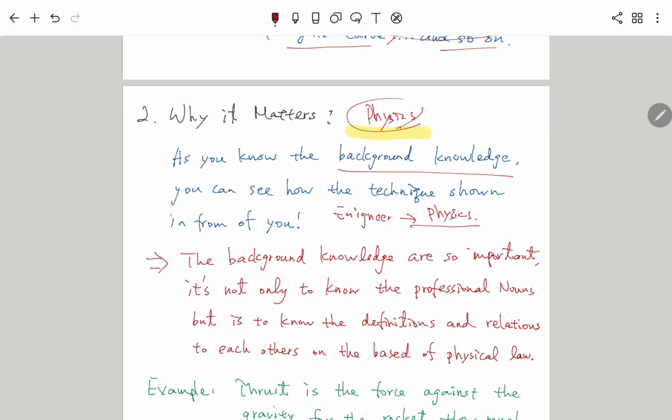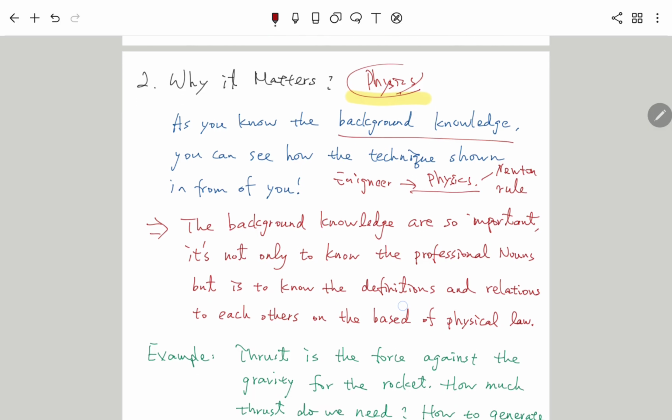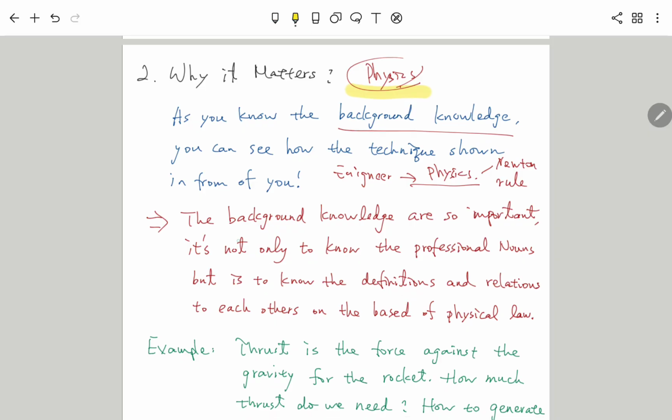I don't mention the quantum physics or plasma, some sort of the advanced physics. I only mention the Newton's law. That would be enough. Or maybe some energy conservation sort of things. So the background knowledge is so important.